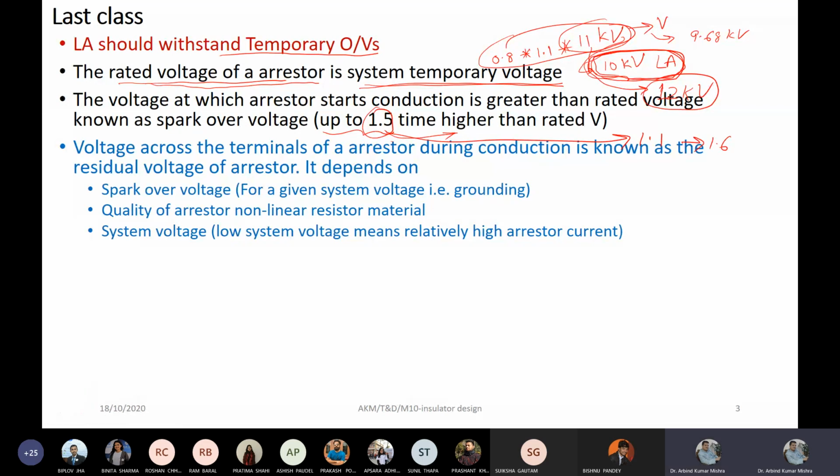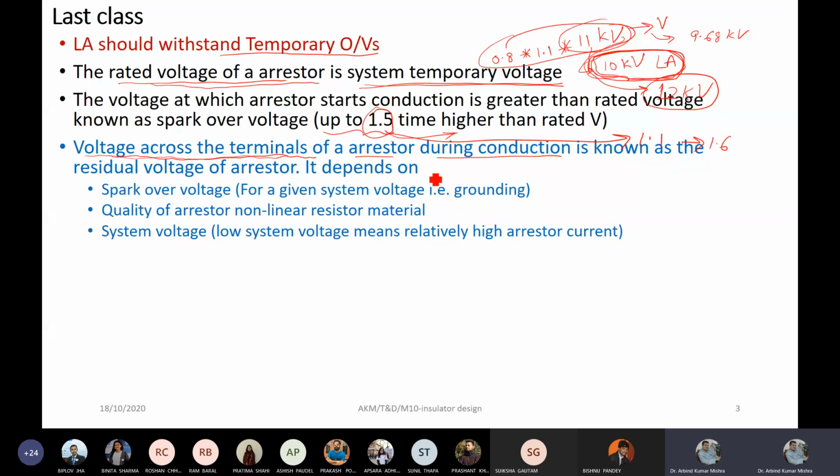Then we also discussed something very important, that is the voltage across the terminal of the arrestor during the conduction, because all the equipment to be protected by the lightning arrestor must have an insulation level greater than this voltage, because this is the voltage across the lightning arrestor even when the arrestor is conducting.